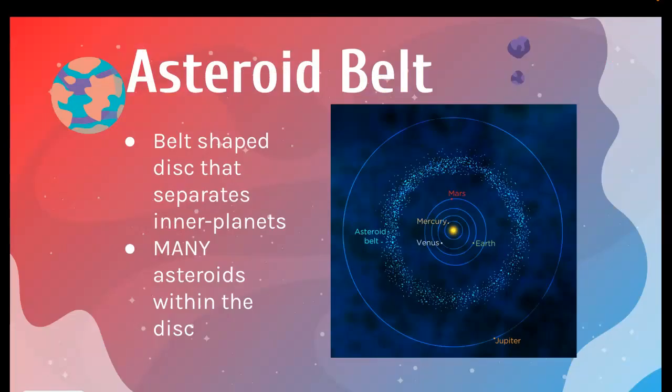The asteroid belt, you've heard me mention it a couple times. The asteroid belt is a belt-shaped disk that separates the inner planets from the outer planets. It has many asteroids within the disk. So if you look, you can see Mercury, Venus, Mars, and Earth surrounded by an asteroid belt, and then you see the next planet, Jupiter. So the asteroid belt is literally what it sounds like, a belt made of asteroids.